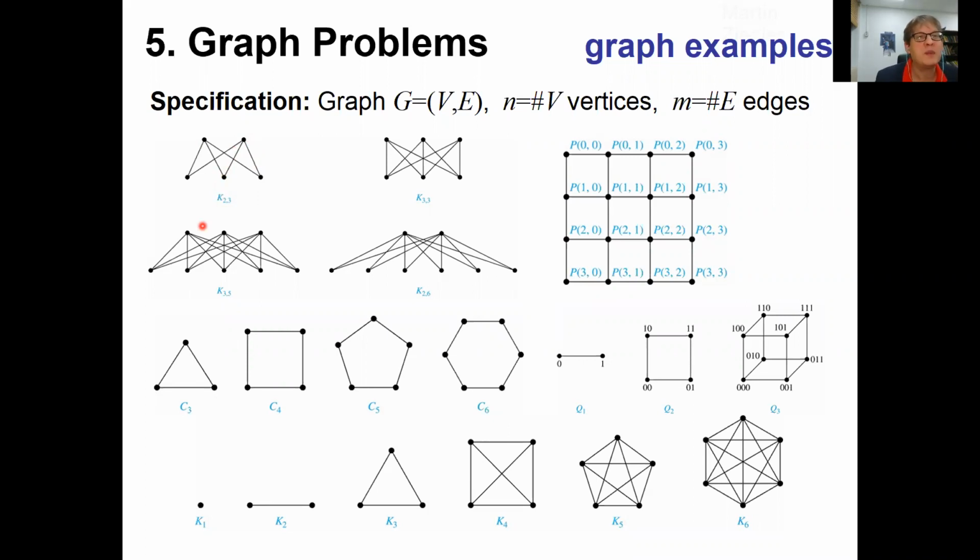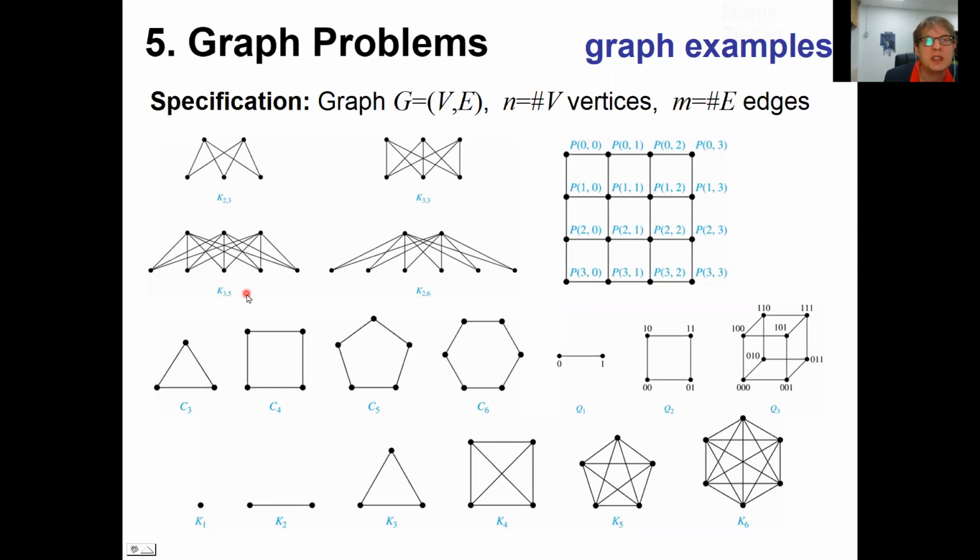And the complete bipartite graph is one where any edge is present that is permitted according to this rule. Any edge that connects vertices in different groups is present. So this is a complete bipartite graph of order 2, 3: 2 vertices in one group, 3 vertices in the other group. This is a complete bipartite graph of order 3, 3: 3 vertices in one group, 3 vertices in the other, and any possible edge that leaves a group is present.